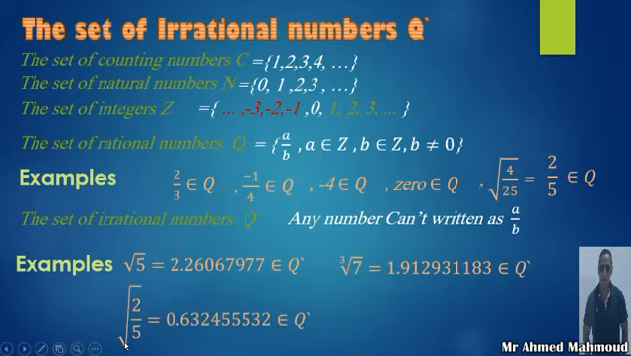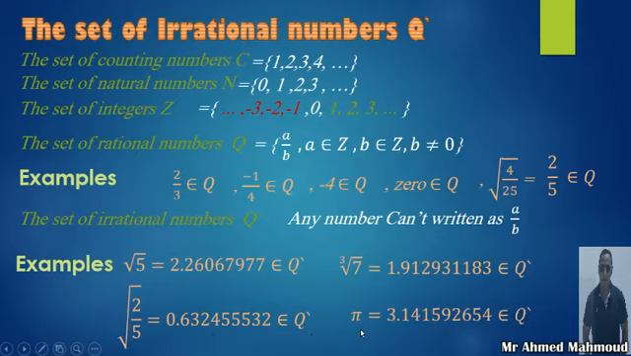Next, if we have a fraction like this, root 2 over 5, here we have a fraction, but the numerator is not a whole number, this is a root. Okay, by finding the value of this root, it's equal to 0.6324 and so on. This number can't be written as a fractional form in which the numerator and the denominator are integers, then this form is an irrational number.